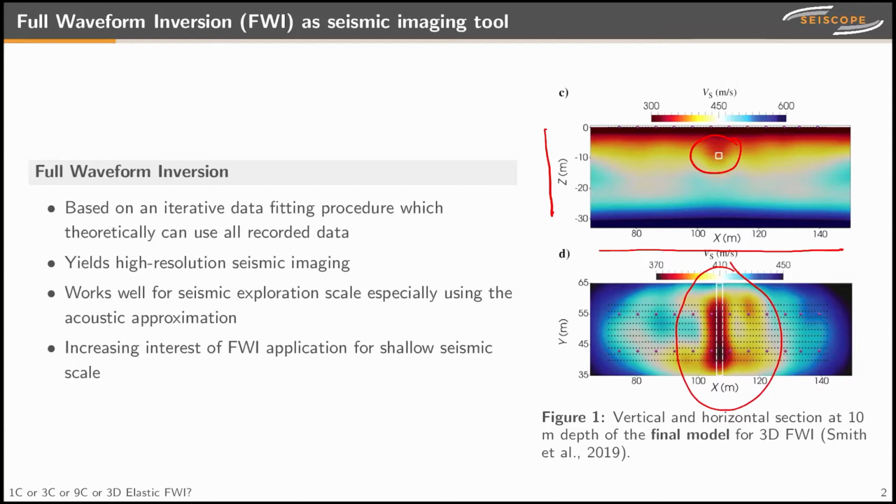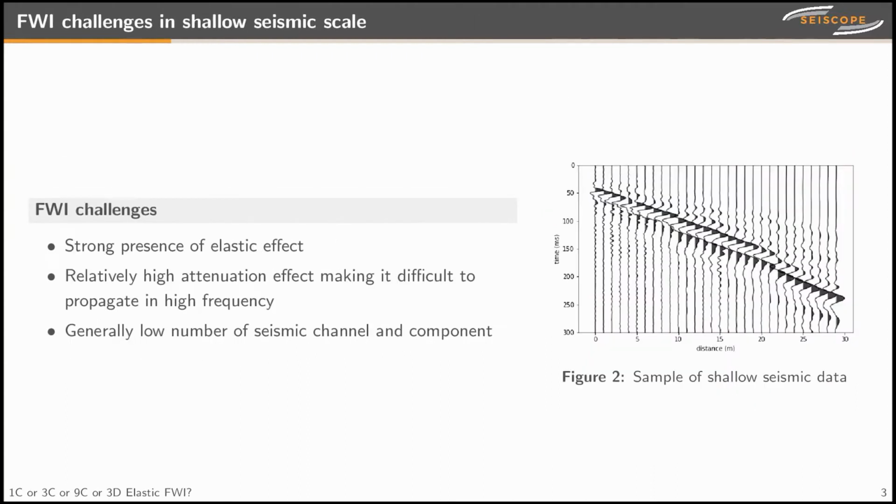But before we go into further detail, I would like to share with you what are the current challenges of FWI in shallow seismic scale. The first is that the wave usually has a strong presence of the elastic effect, and this elastic effect is usually manifested in the form of the surface wave. As you can see on the figure on the right, the huge amplitude here which dominates the data is the surface wave. So that is one problem, and we can no longer use the acoustic approximation and we need to move towards the elastic approximation.